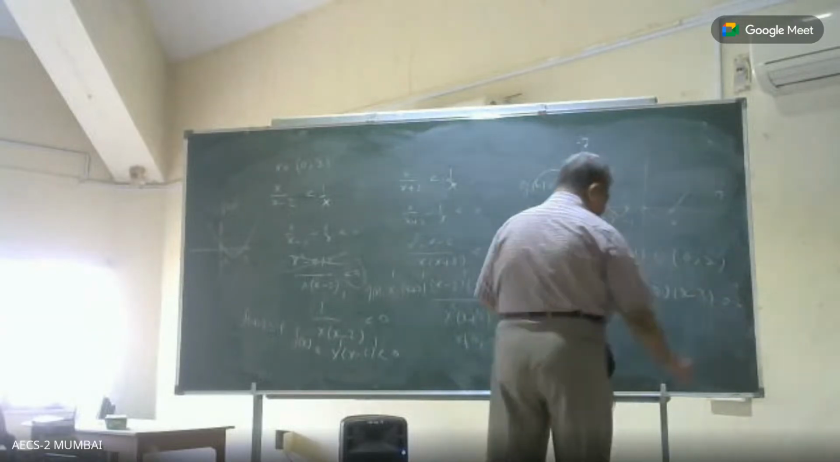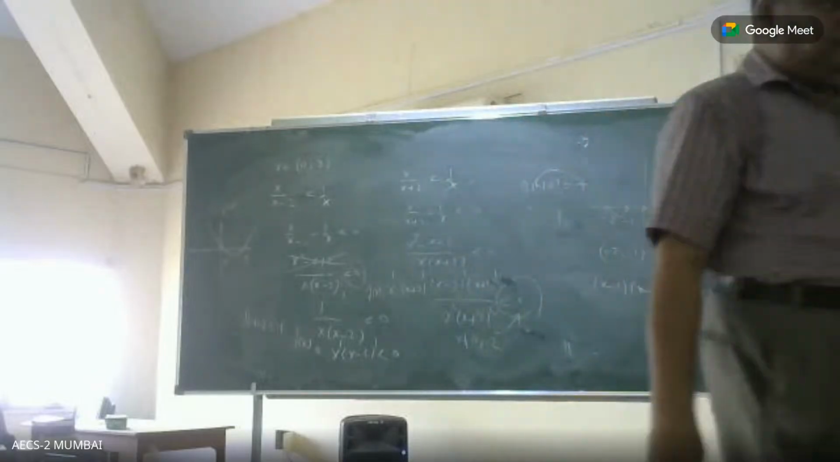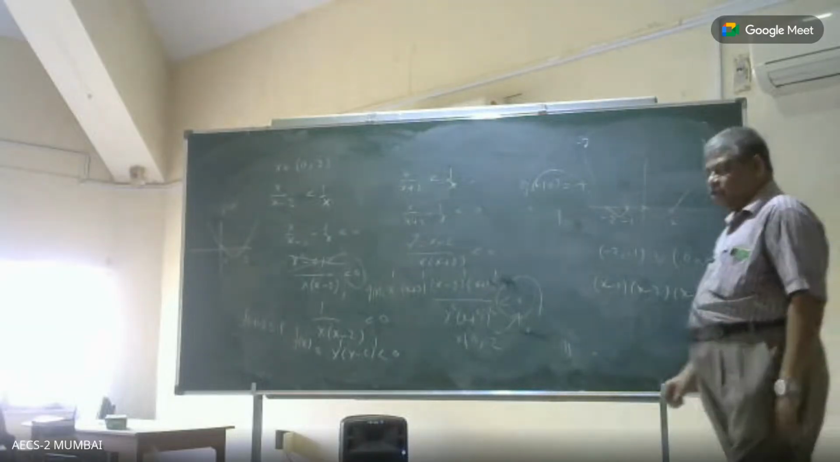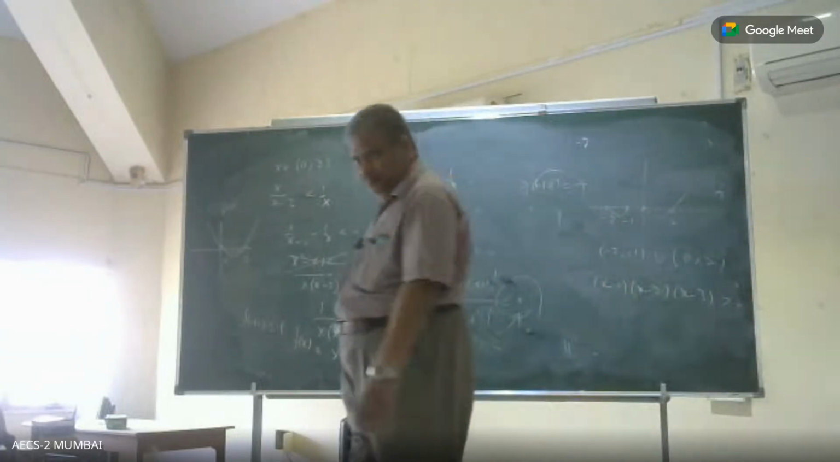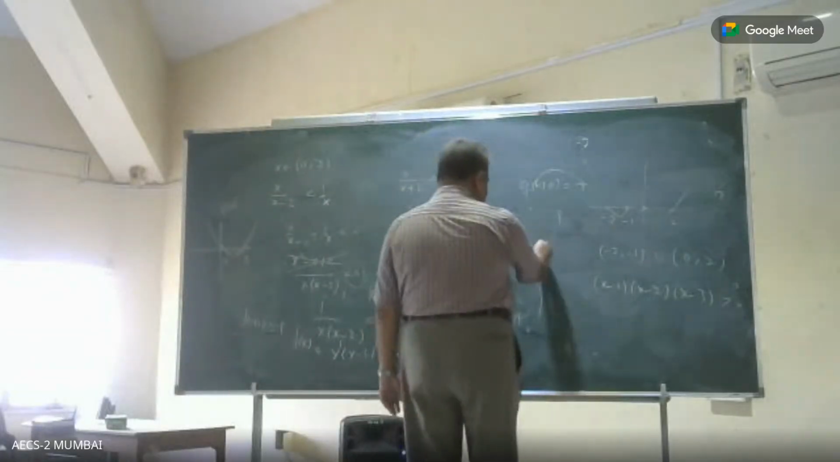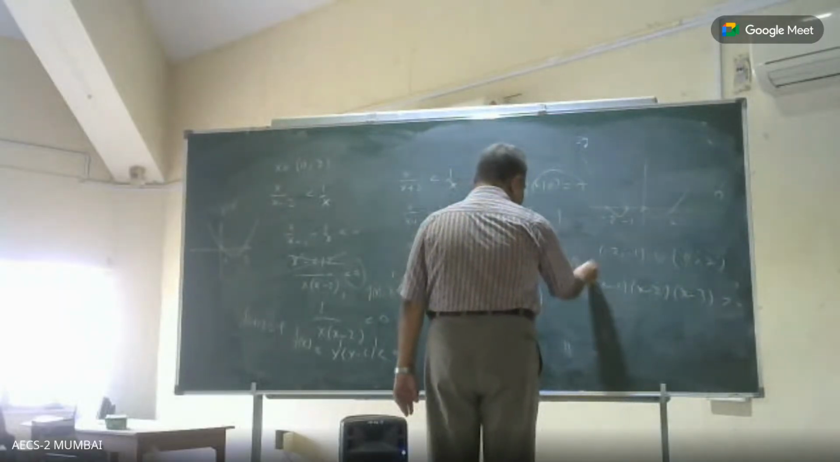Yeah, sometimes the problems are like this, already factorized and lined up. So what are the solutions of this inequality? Mark the nodes. Correct. Now the answer is 1 to 2 union 3 to infinity. Let us see.